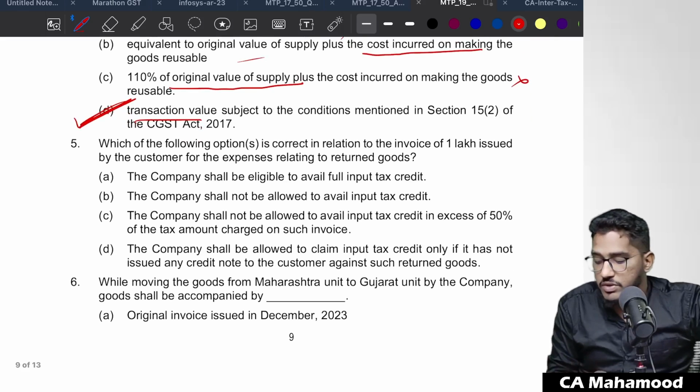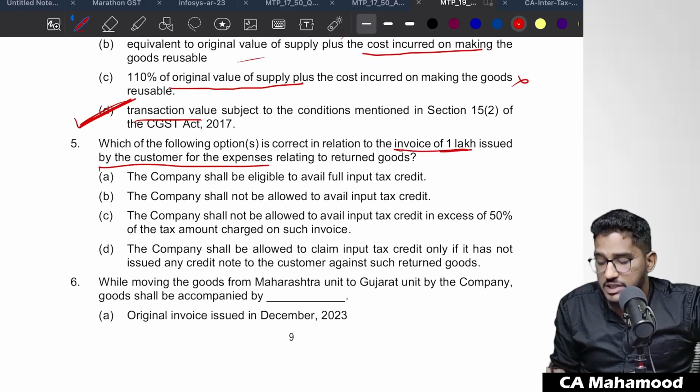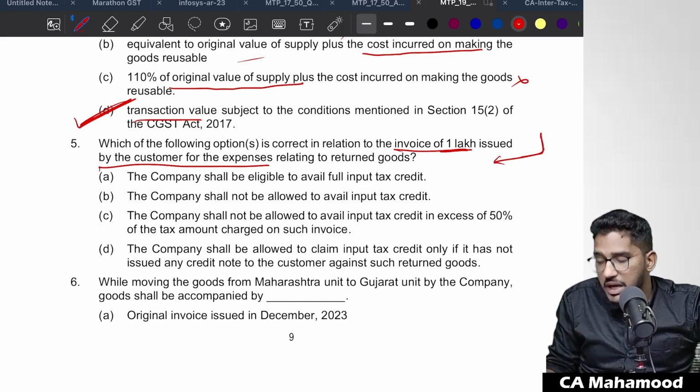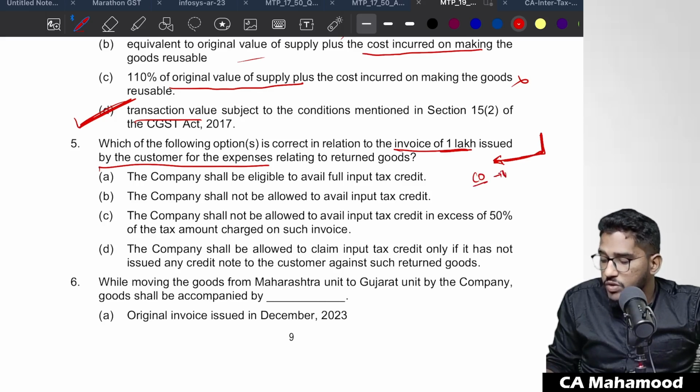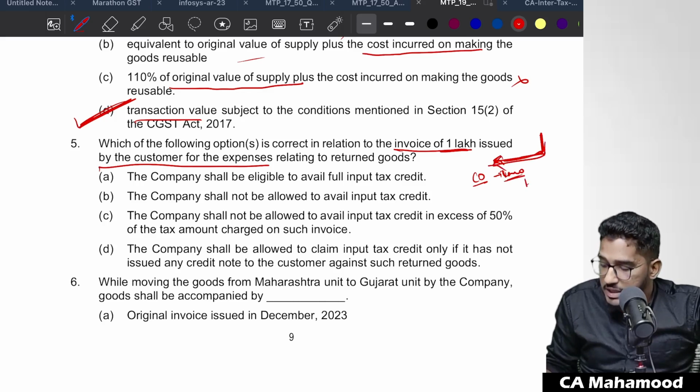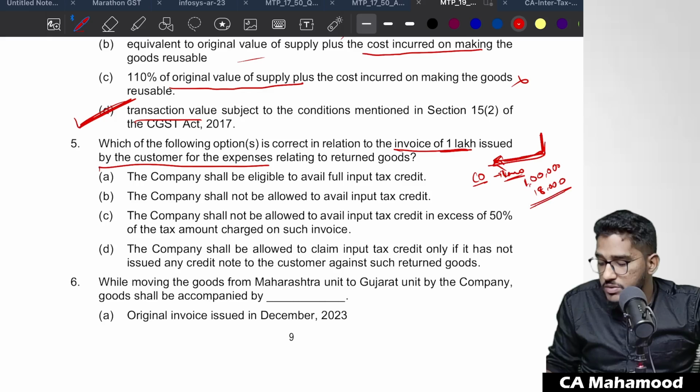Next. Sir, which of the following options is correct in relation to the invoice of 1 lakh issued by the customer for the expenses relating to returned goods? As I have told, the customer sent back the goods. Now, in relation to that sending back, the customer incurred expenditure. So he gave an invoice to the company: sir, you have sent me the goods, I have to return those goods, for that returning of the goods I have incurred some expenditure, for that I am giving you an invoice. Now, for example, he gave an invoice for 1 lakh rupees, and on that he has also charged 18,000 rupees of GST.